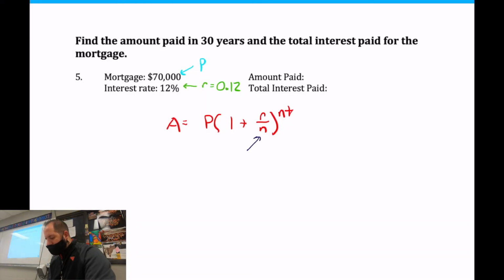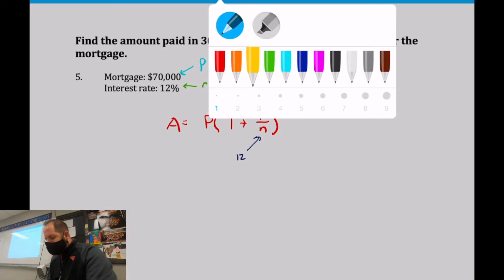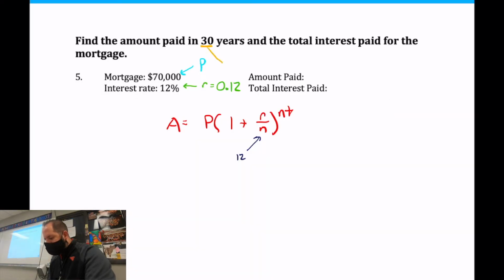to always be 12. It's always going to be 12 because it's how many months are in a year. That's how it always works. That's the fee. They charge you a fee once a month if you don't pay off your mortgage. And then the time is printed up here. This number up here, this 30, is the time.